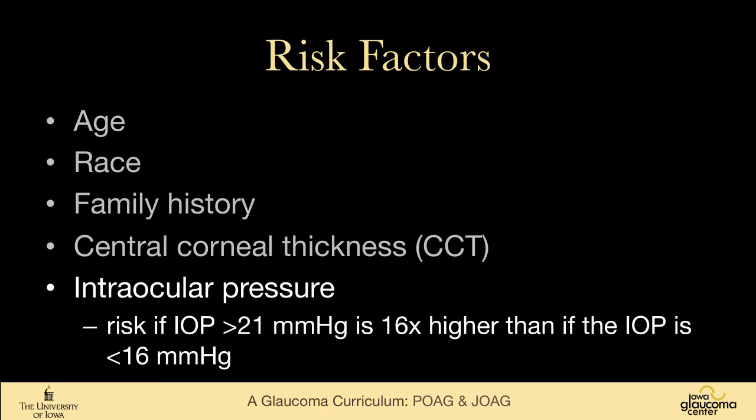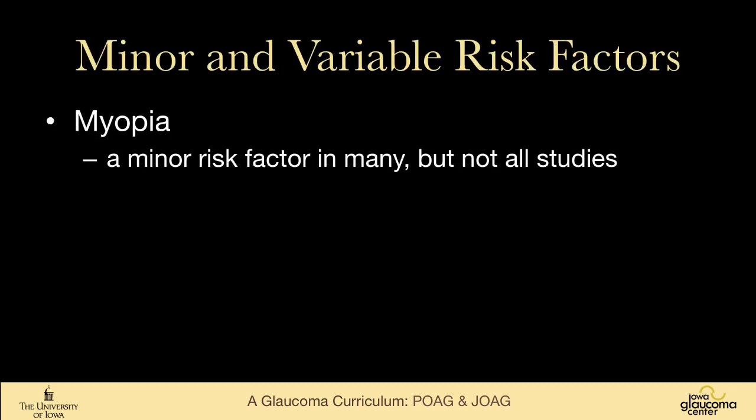So even at relatively normal pressures, the risk for someone whose pressure is over 21 millimeters of mercury is 16-fold higher than a patient whose pressure is less than 16. So intraocular pressure has a huge impact on developing glaucoma, but it's not part of the definition of glaucoma. It is part of the definition of primary open-angle glaucoma because, by definition, people with primary open-angle glaucoma have an elevated intraocular pressure. There are other risk factors that are kind of variable, and I personally don't think of them clinically when I'm taking care of patients.